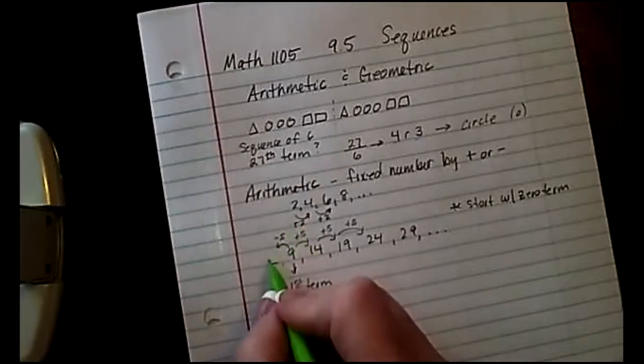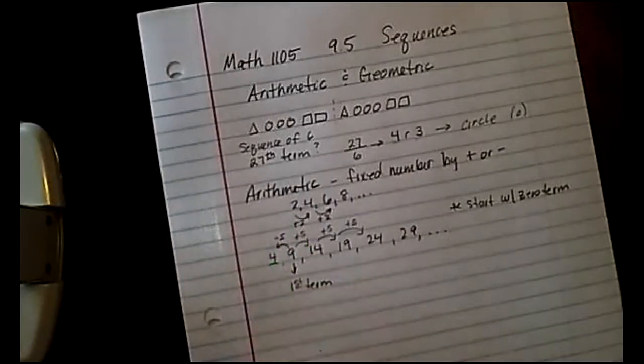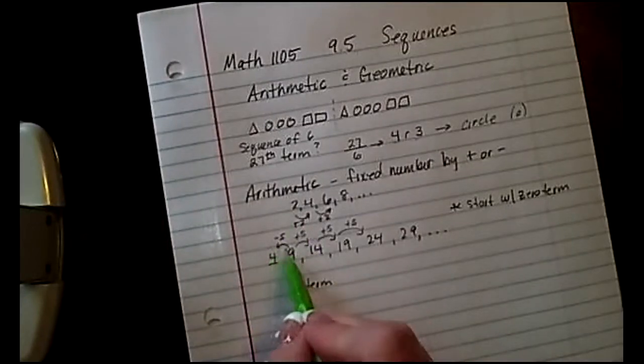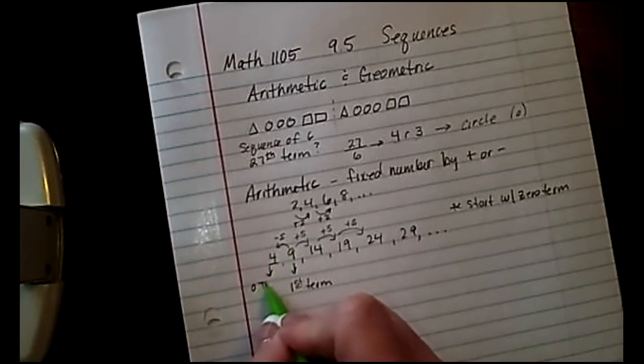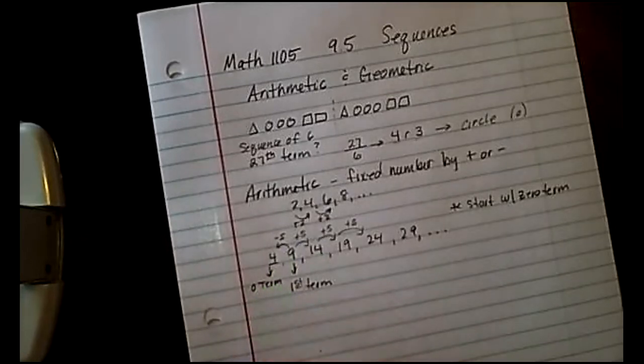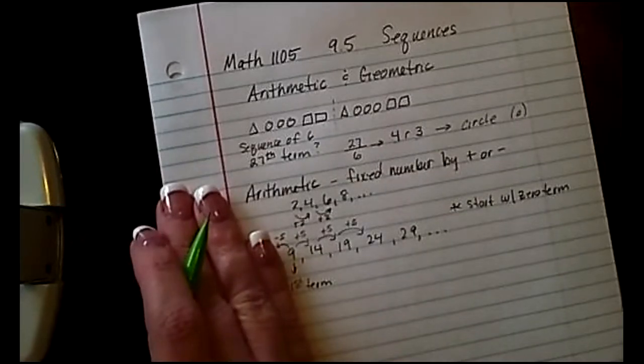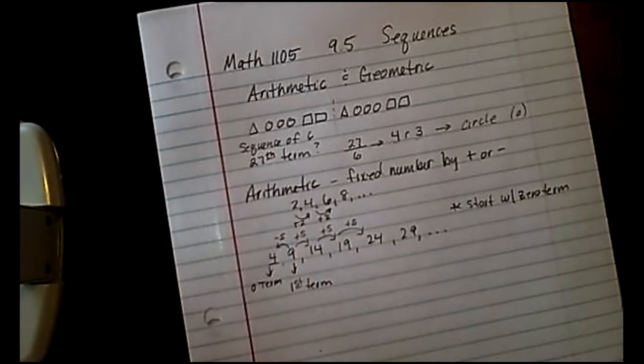So 9 minus 5 gives us 4. So from 4 to 9, we added 5, we added 5, we added 5. So this is your zero term. And when you talk about arithmetic sequences, you always begin with your zero term. So whatever you start with, you've got to find that zero term, okay? All right, so let's begin here.